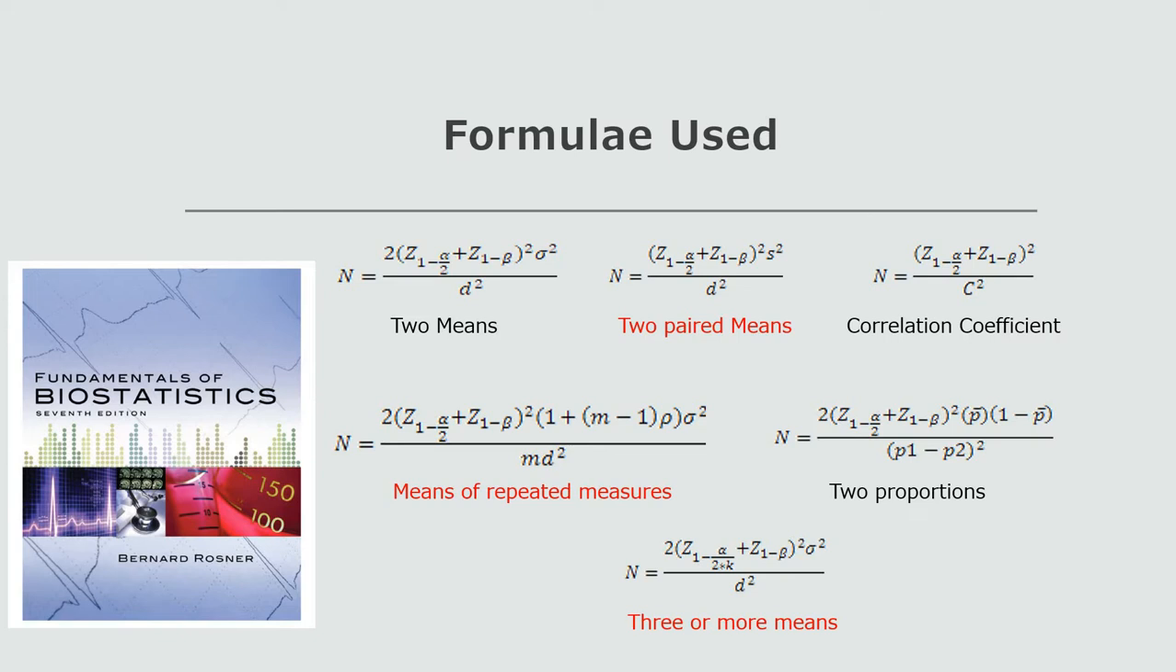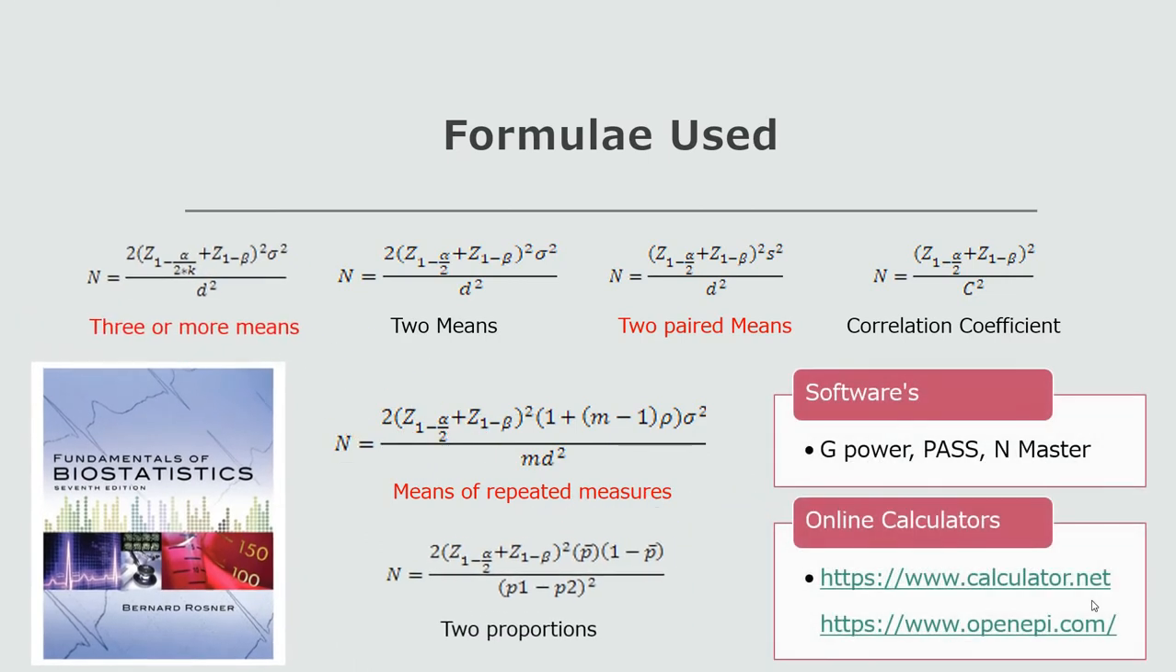And when you look at the sample size formulae, you have different formulae for different comparisons or correlations that you have to do. You can have sample size calculations for means, paired means, correlation coefficient, proportion, and so on. Let's have a look at all these formulae and what they mean. These formulae are used not only manually but also by various software like GPower, PASS, NMaster, which are used for calculating sample sizes. These formulae are also used by online calculators like calculator.net, openap.com.